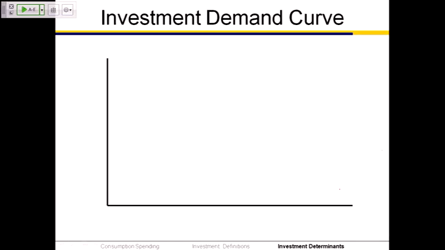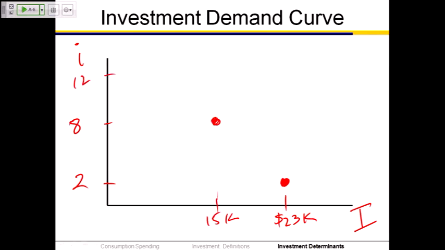We can look at this on a graph. We put interest rates, which is the lowercase i, on the vertical axis, and investment spending, which is the uppercase I, on the horizontal axis. At an interest rate of 2%, using the previous example, we had $23,000 in investment spending. Find 2%, $23,000, draw a dot. At an interest rate of 8%, we had $15,000 in investment spending. Find 8% and $15,000. At an interest rate of 12%, we had $10,000 in investment spending. Find that dot. Connect them all together, and you get an investment demand curve.